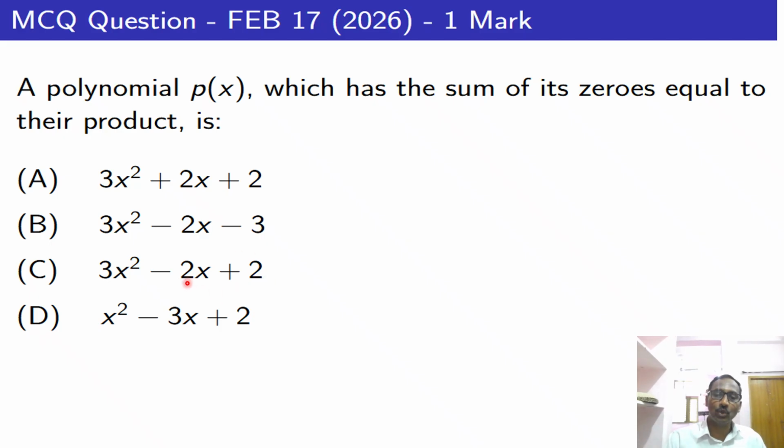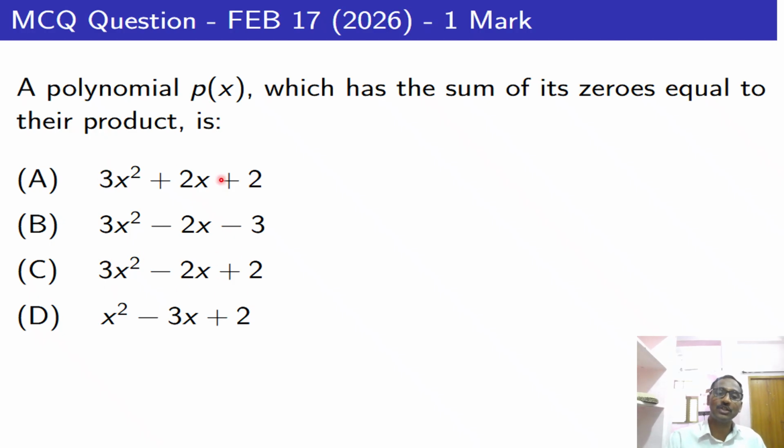So here s is 2, p is also 2. In the quadratic polynomial formula you are having this minus, so you have to check. Here s is 2, p is 2. That means you may get here 2 by 3. After multiplying with 3, you got 3x square minus 2x plus 2. So this is the required quadratic polynomial.